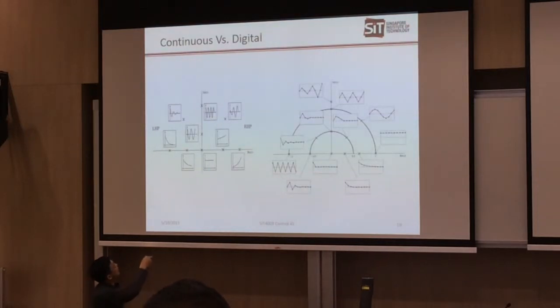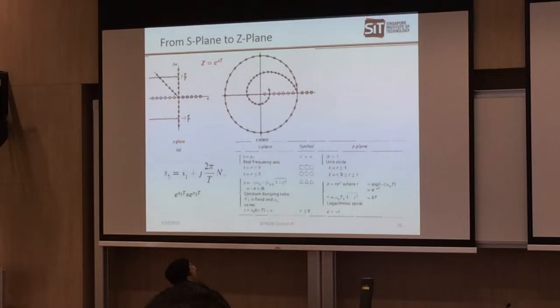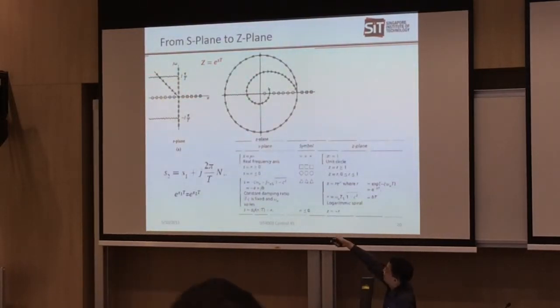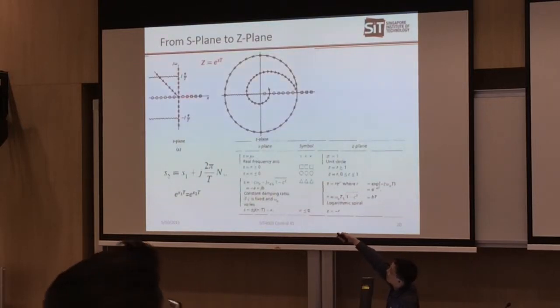And now, after we have done the digitization, you will notice we have covered some of the mapping here. And what is the relationship between this one and this one? This is something we are going to introduce in the later part of our work. So let me say this is the position of your root loci of your continuous domain, S. And this one eventually can be mapped into your Z domain.